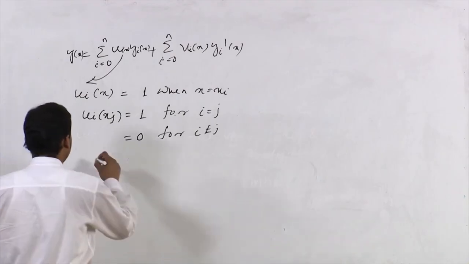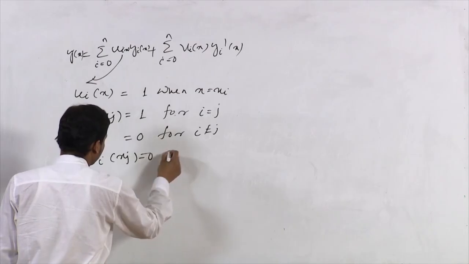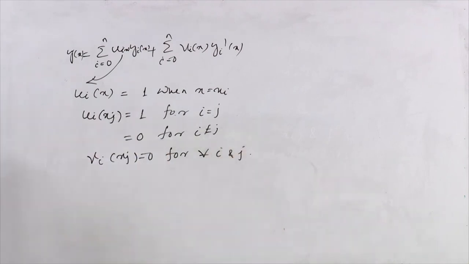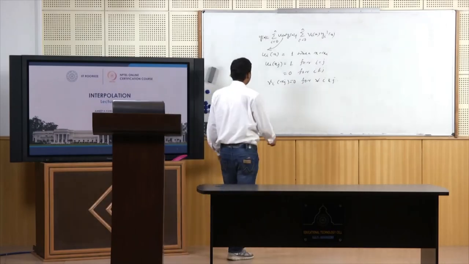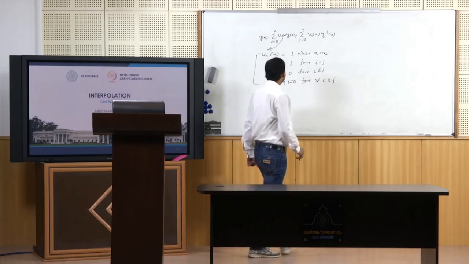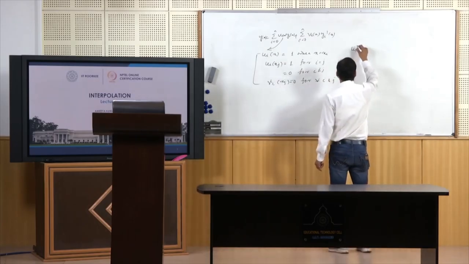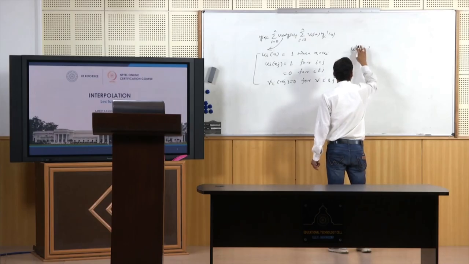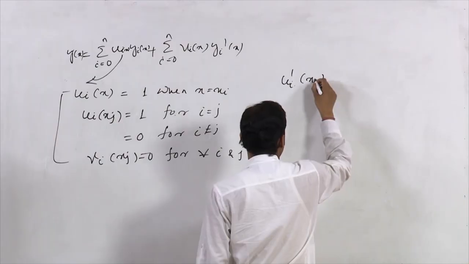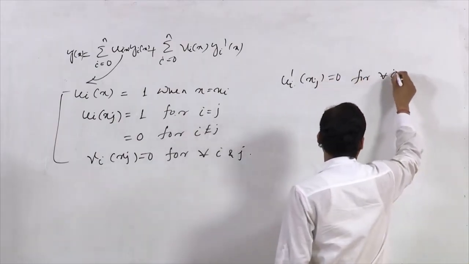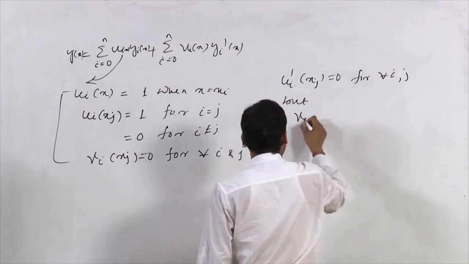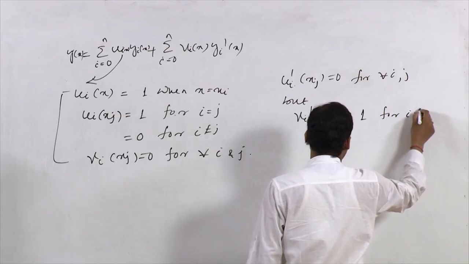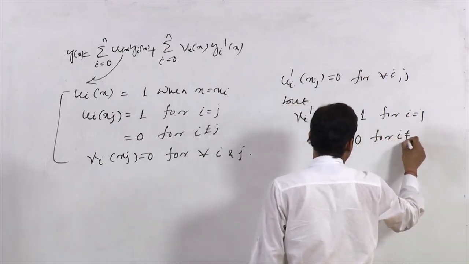And similarly, we can define vi of xj equals 0 for all i and j. Similarly, since it is in a Lagrangian mode and we are defining two functions, we can define ui dash of xj equals 0 for all i and j, but vi dash of xj gives 1 for i equals j, and equals 0 for i not equal to j.